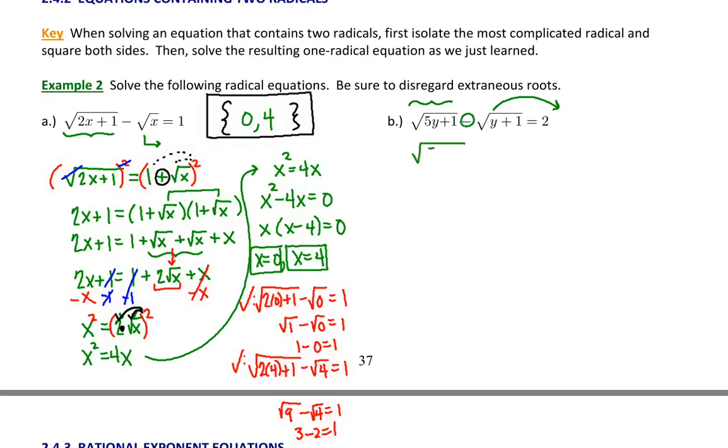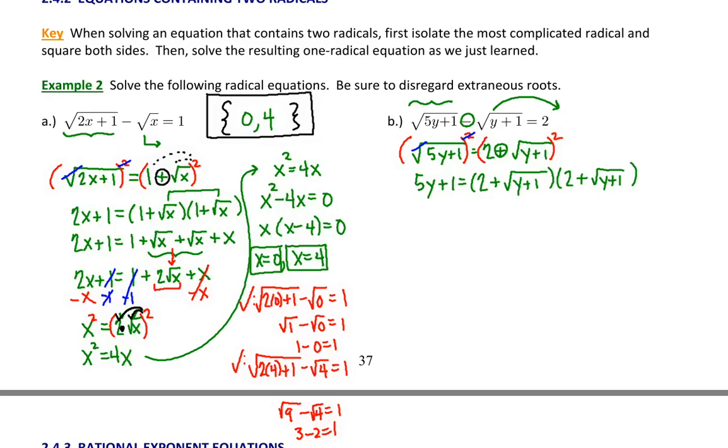So we have square root of 5y plus 1 equals 2 plus the square root of y plus 1. Now that we have one radical isolated, we can eliminate it by squaring both sides. The left side is pretty easy. The square root and the square cancel to give us the radicand 5y plus 1. But on the right side, I'm going to take my time. Again, we cannot distribute the exponent across the sum, so we're just going to expand what that exponent tells us to do, that is multiply that base by itself twice.